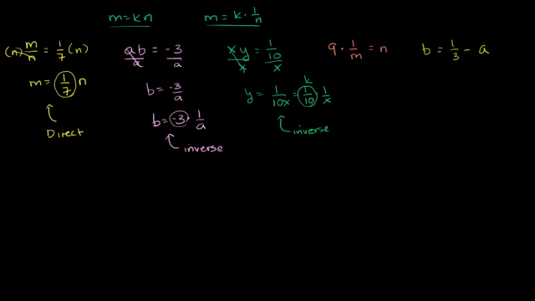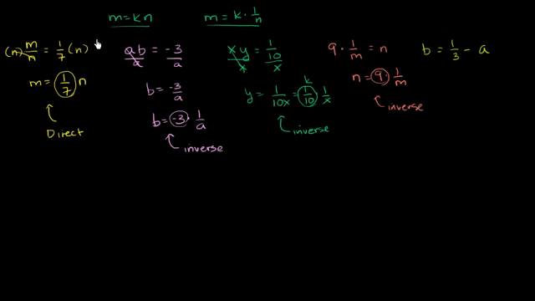Let's do this one over here. 9 times m, let me go to that same orange color. 9 times 1 over m is equal to n. So this one's actually already done for us. And it might be a little bit clearer if we just flip this around. If we just flip the left and the right-hand side, we get n is equal to 9 times 1 over m. n is equal to some constant times 1 over m. So n varies inversely with m. Inverse. And remember, if I say that n varies inversely with m, that also means that m varies inversely with n. Those two things imply each other.